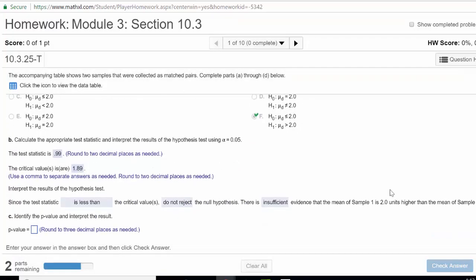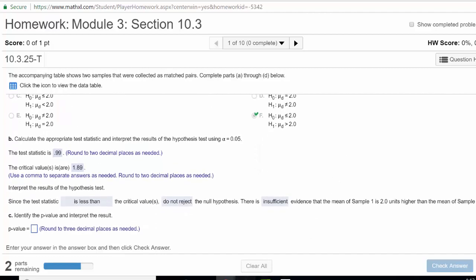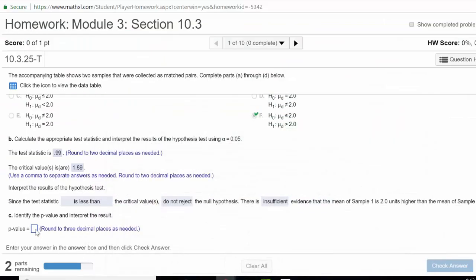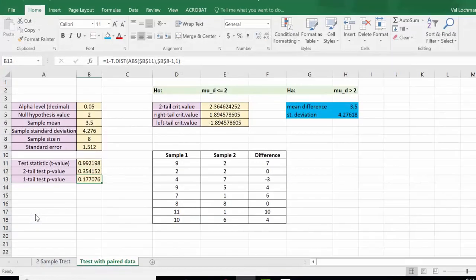Looking good. Okay, we're going to do the same problem with the p-value method. We go back to our file, and this is a one-tail test. It's a right tail test, so the p-value is 0.18. Okay, and there were 3 decimal places, so that would be 0.177.